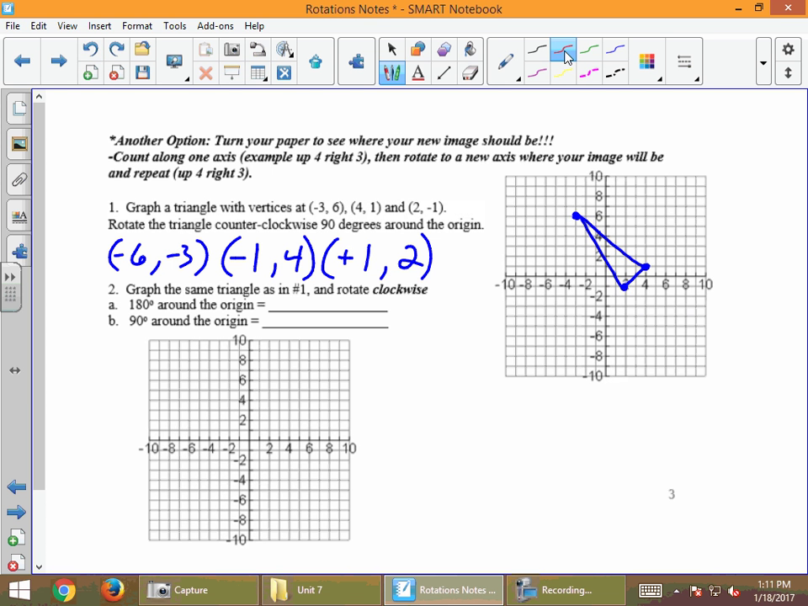So when I graph this figure, (-6, -3), right there. (-1, 4). Oh, I lied. And then the last one is going to be (1, 2).